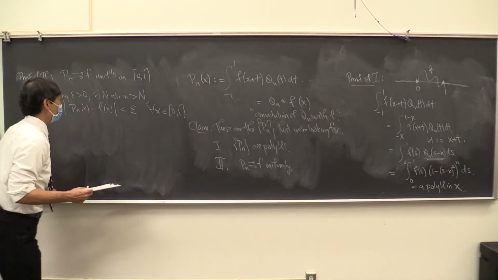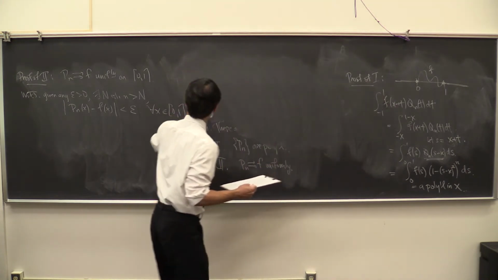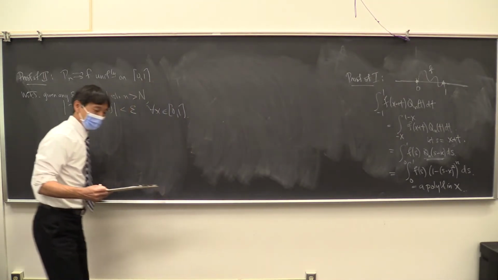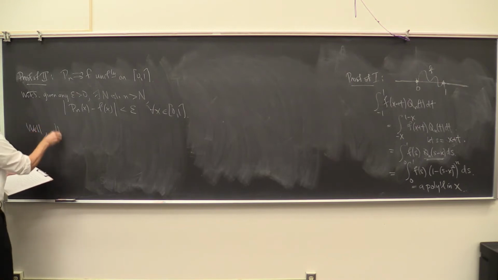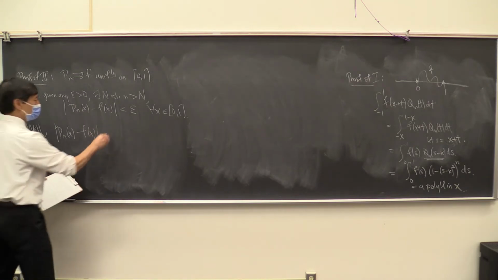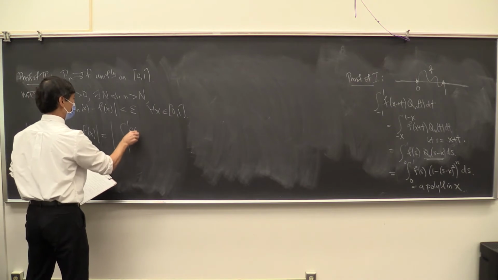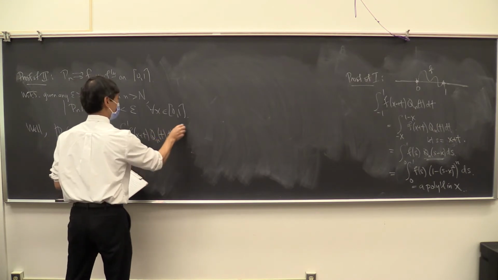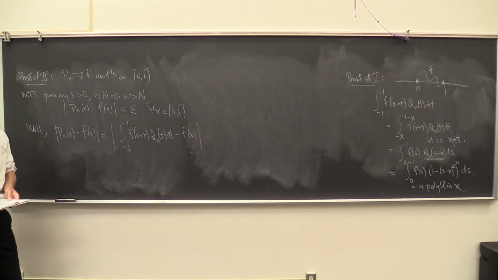Okay, so let's look at it. Let me do some erasing first. So let's look at Pn of x minus f of x. What is that? Well, that's just the convolution with Qn. So that's the integral from -1 to 1 of f of x plus t Qn t dt minus f of x. Just by definition, that's what that is.